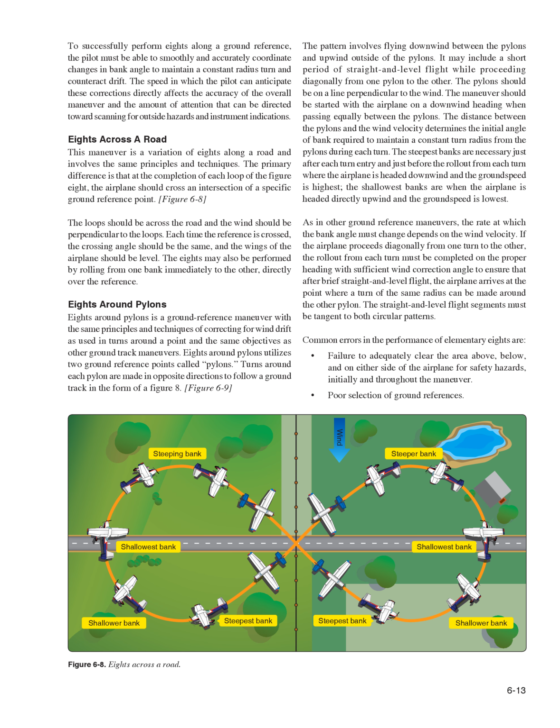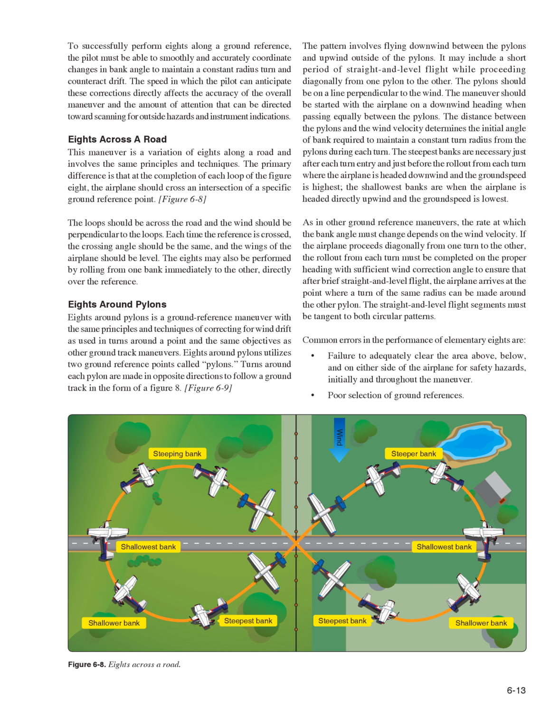It may include a short period of straight and level flight while proceeding diagonally from one pylon to the other. The pylons should be on a line perpendicular to the wind. The maneuver should be started with the airplane on a downwind heading when passing equally between the pylons. The distance between the pylons and the wind velocity determines the initial angle of bank required to maintain a constant turn radius from the pylons during each turn.